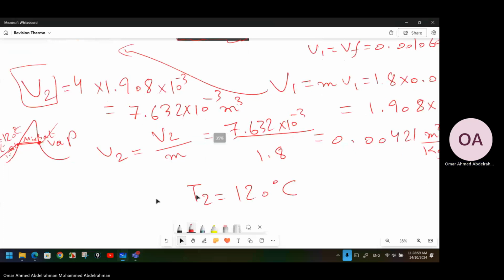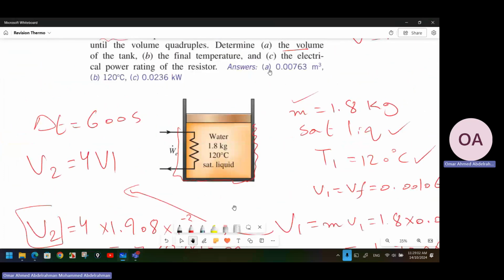So I have T2. The remaining is to calculate part 3. Part C, he said calculate the electrical power rating. In the previous question, we used the work, which is W_en. Here we want the power, so W dot. W dot is the same as in Physics 2, where you call it P, which is IV. It is also the work over the change in time, delta T. So it is also equal to W_en over the change in time. The result will be in kilowatts.